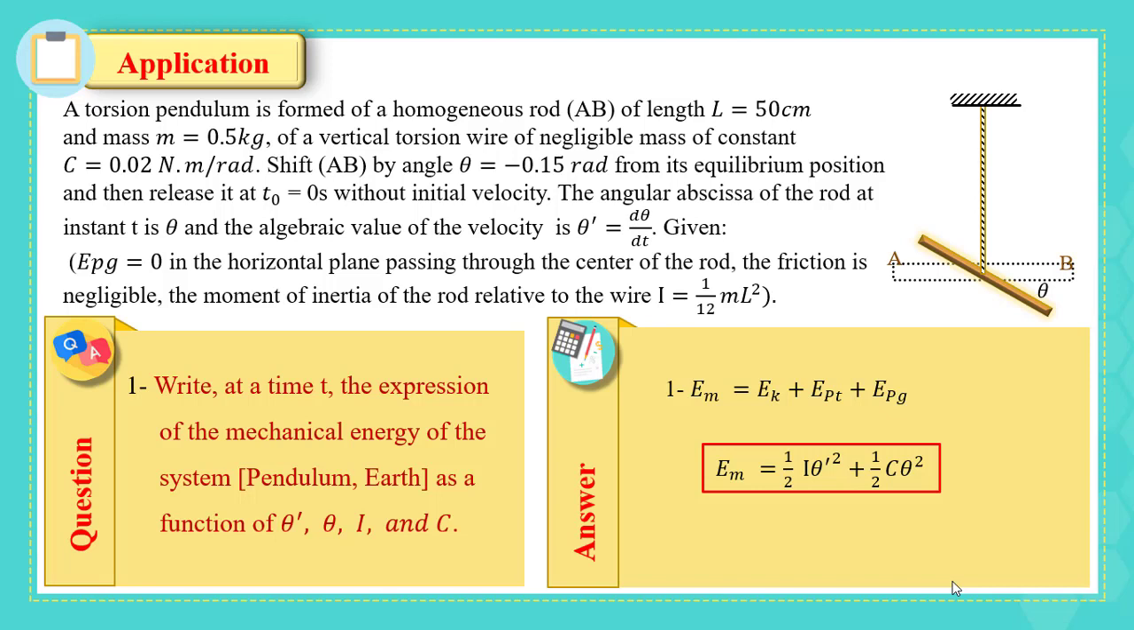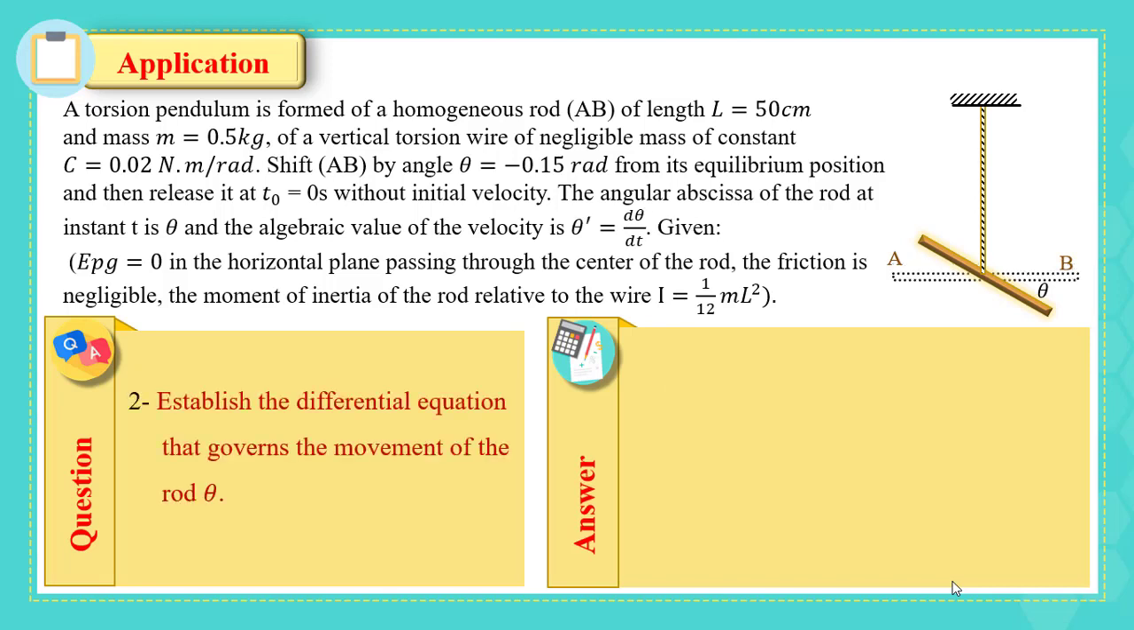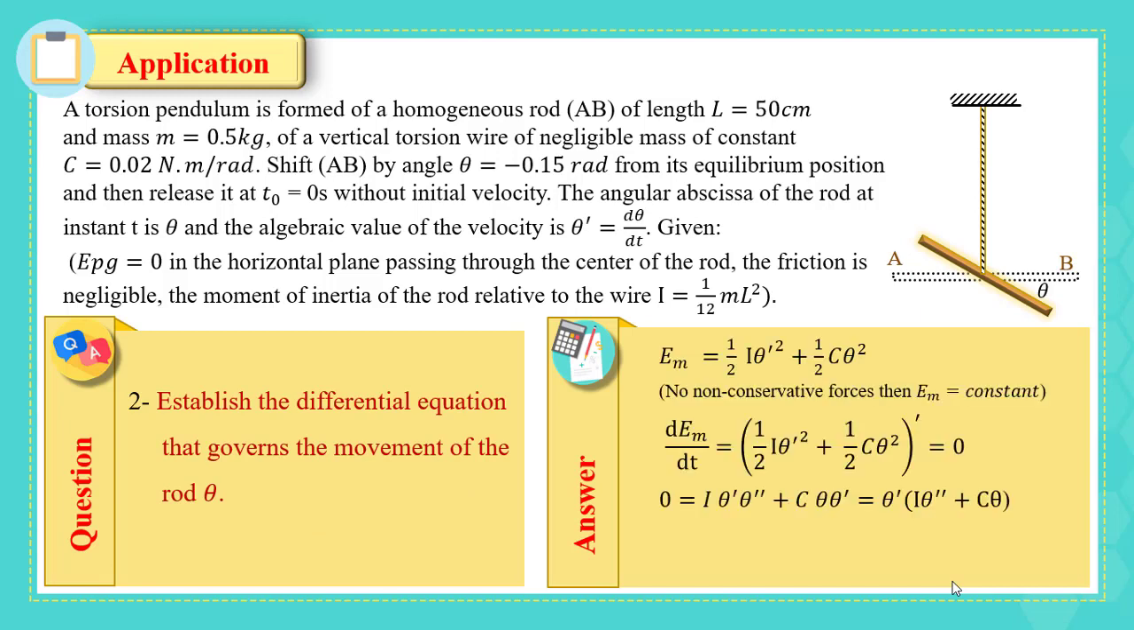Establish the differential equation of motion. So we should make derivative. Good. Finally, excellent. So we have theta double prime plus c over I theta equals to 0.